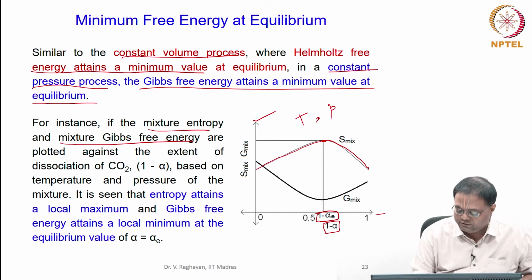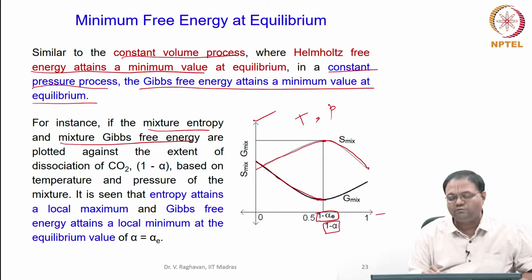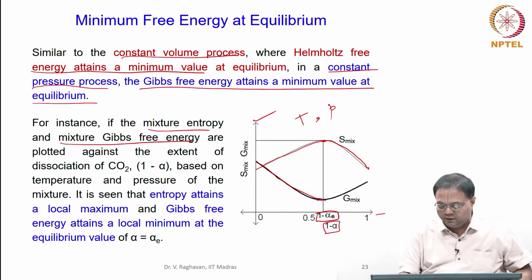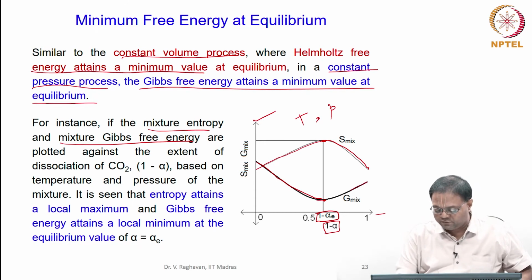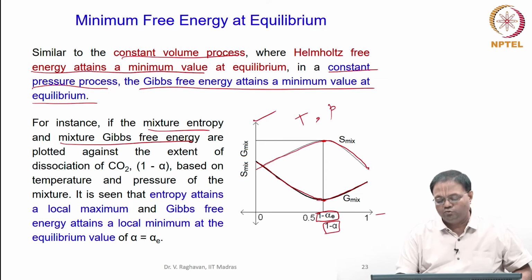Similarly, when you take G, when G shows a decreasing trend, that means that some reaction is taking place, and it reaches the minimum value where the equilibrium condition is reached. This is for the reverse of the reaction, and this. So both can take place.